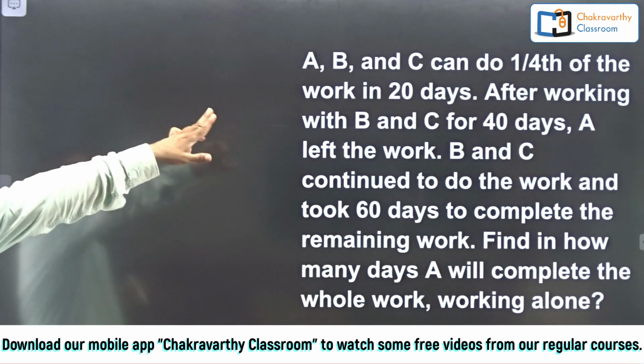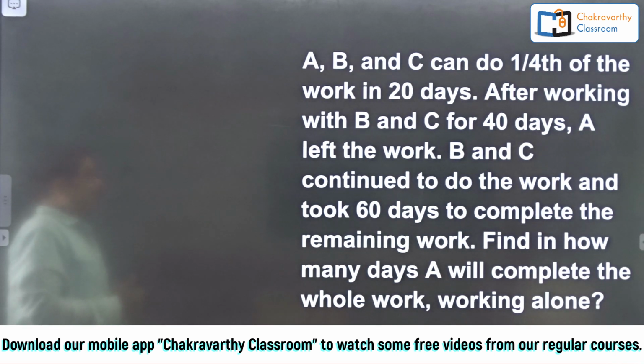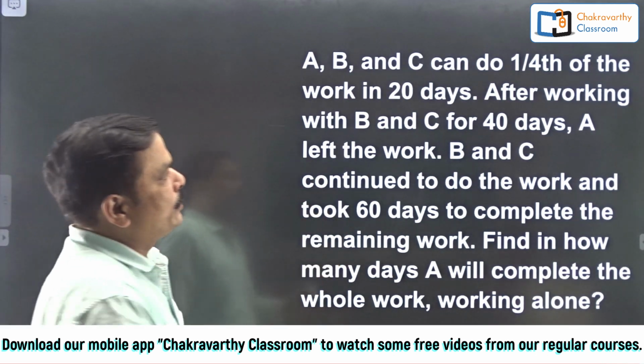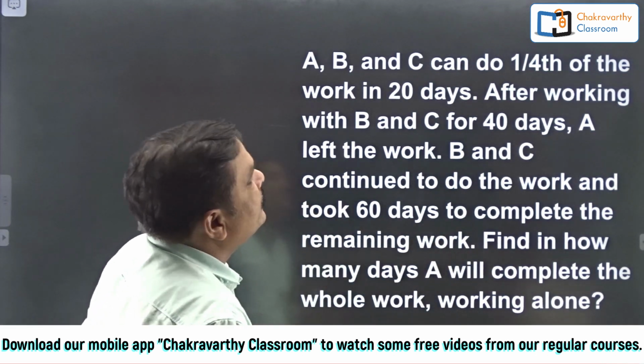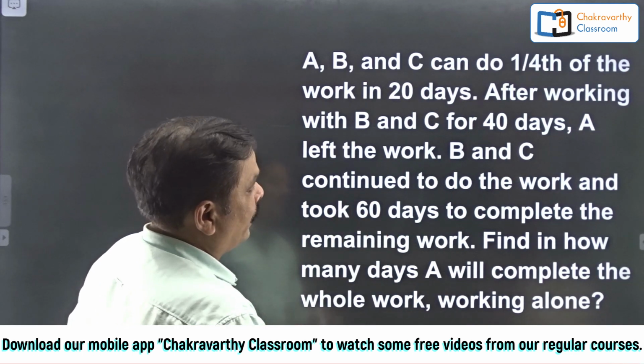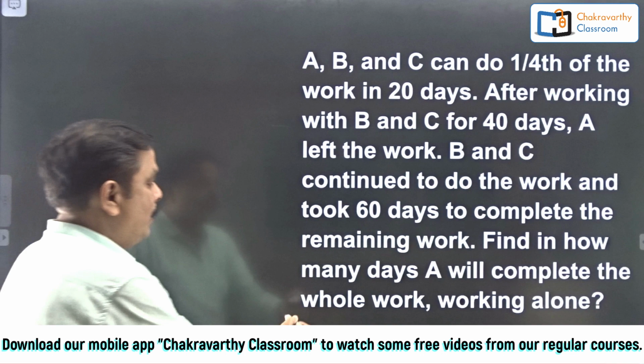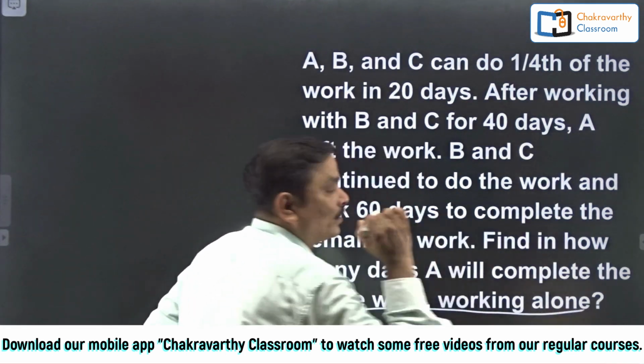A, B and C can do 1/4 of the work in 20 days. After working with B and C for 40 days, A left the work. B and C continued to do the work and took 60 days to complete the remaining work. Find in how many days A will complete the whole work working alone. That is the question.